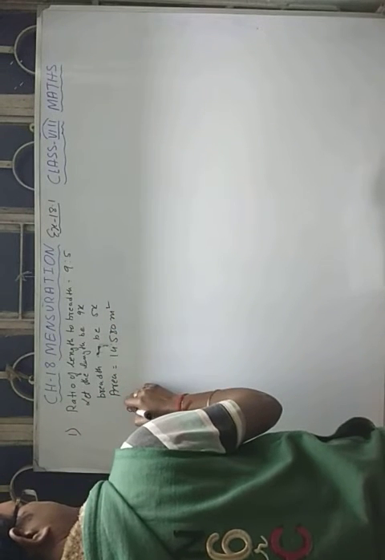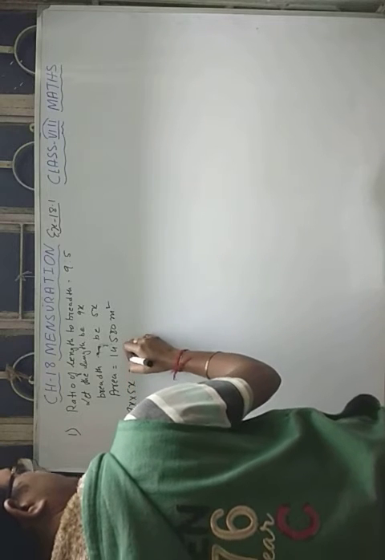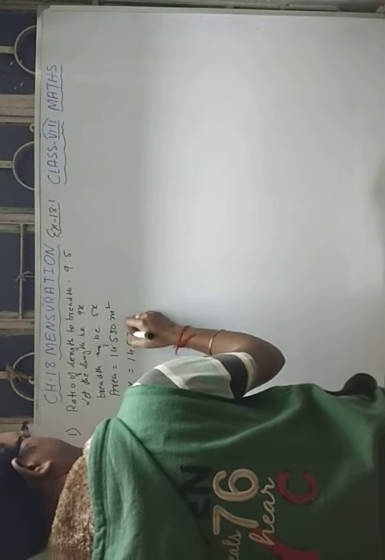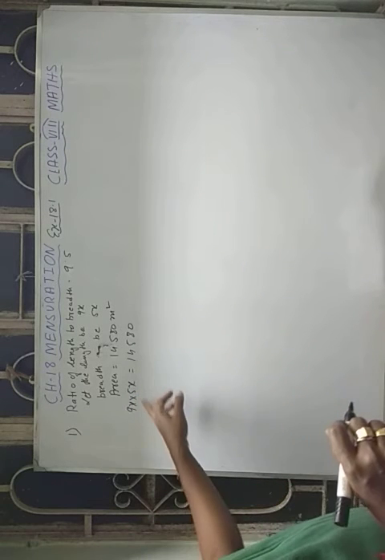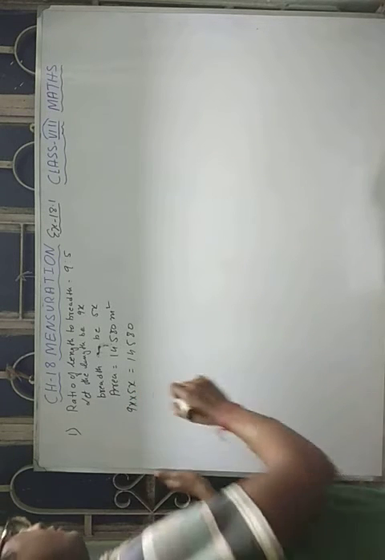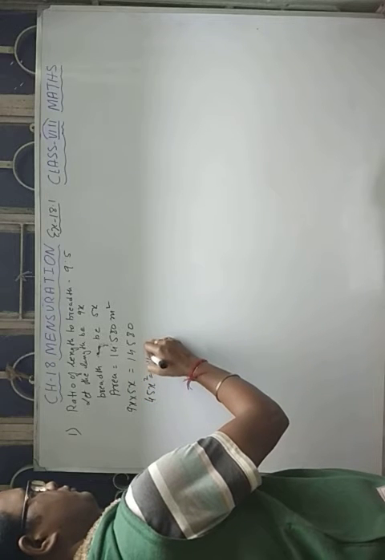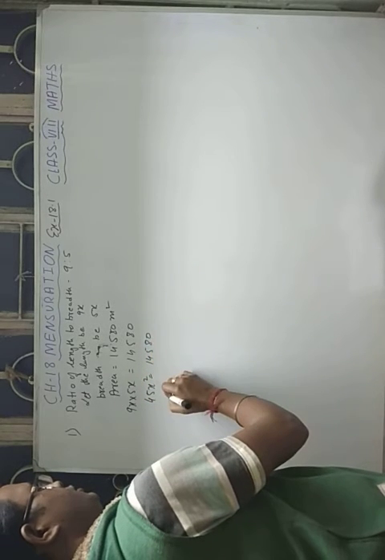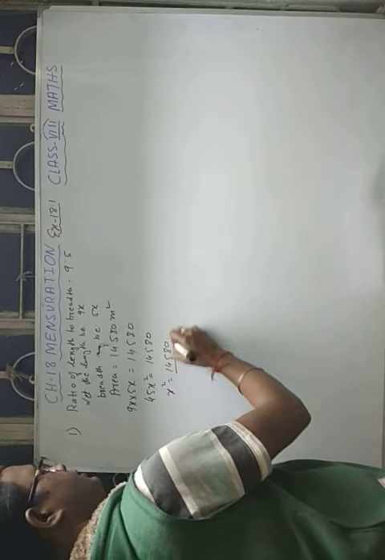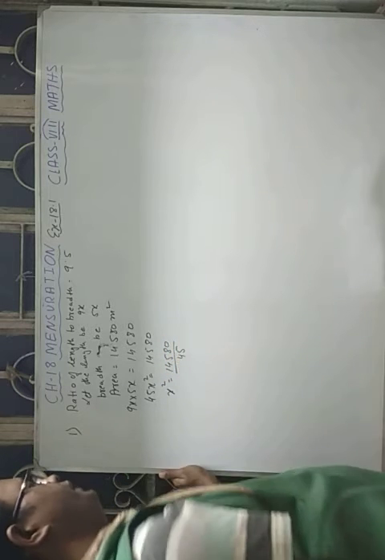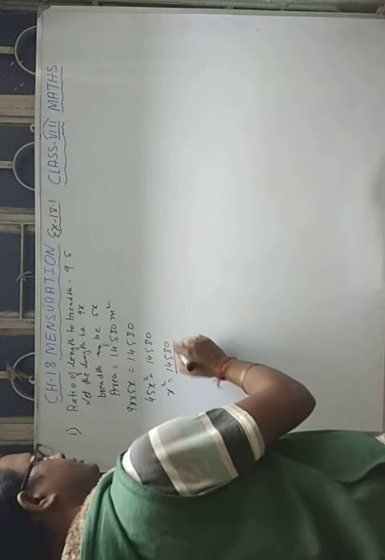So we can write 9x into 5x, that means length into breadth, is equal to the total area, 14580. You can see here 9 into 5 is 45, x into x is x square. So you can write 45x square is equal to 14580. So x square is equal to 14580 divided by 45. Now you can do the cancellations.